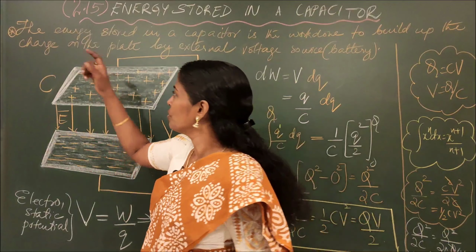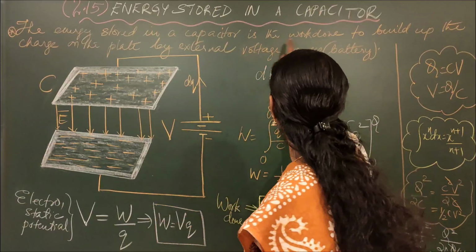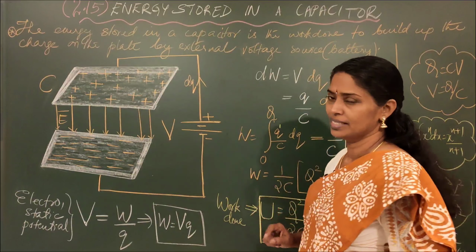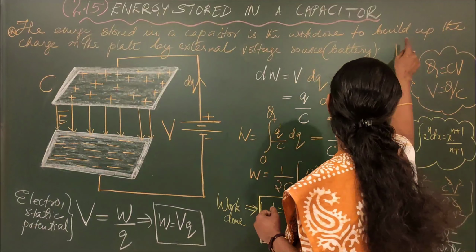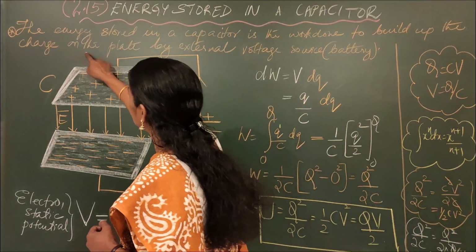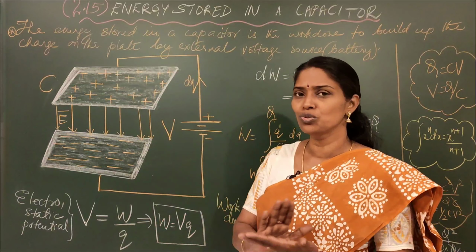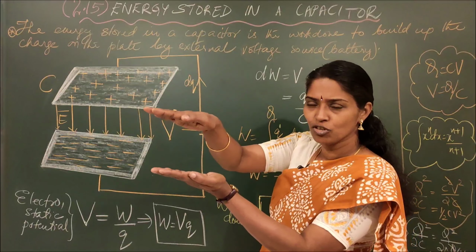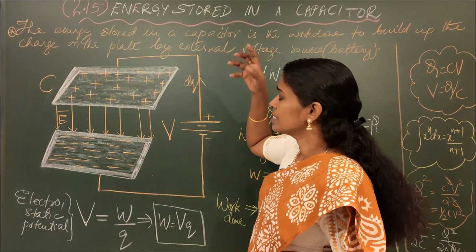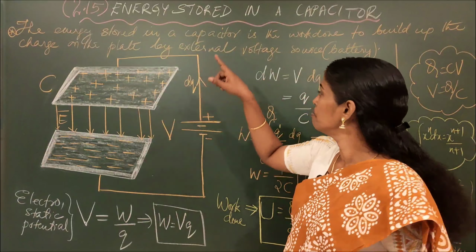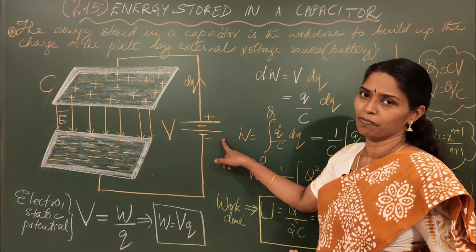So energy stored in a capacitor is the work done. I told you some amount of work is to be done to build up the charge on the plate. So initially the plates were uncharged, no charge. Simply we are taking two plates and keeping one over the other in this manner. Then some amount of work is done by the external voltage source or battery.